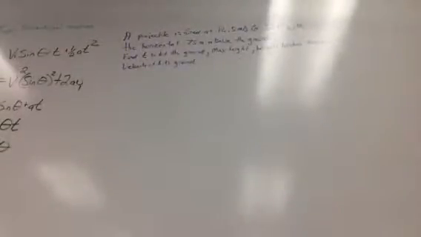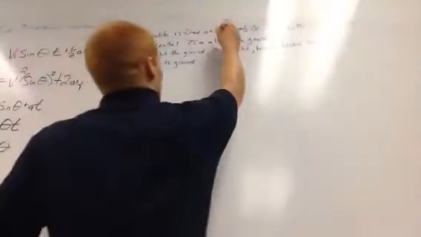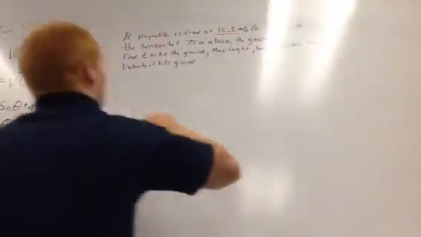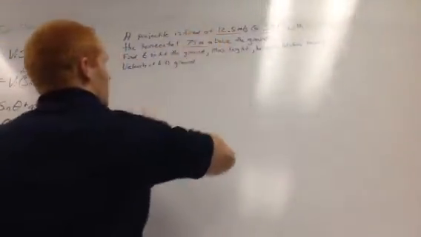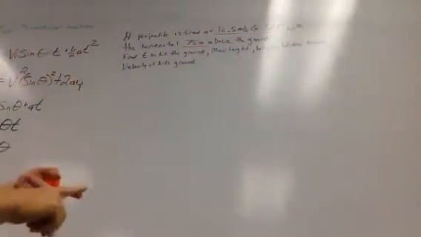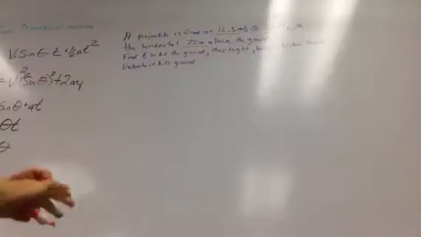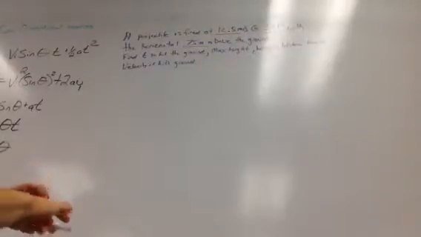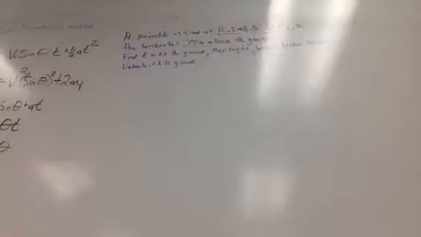So a projectile is fired at 12.5 meters per second at 53.1 degrees with the horizontal, 75 meters above the ground. We're going to find the time it takes to hit the ground, max height, horizontal distance that the projectile traveled, and the velocity it hits the ground.